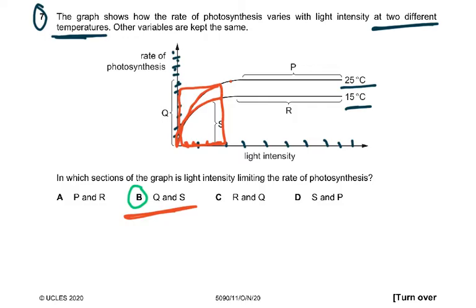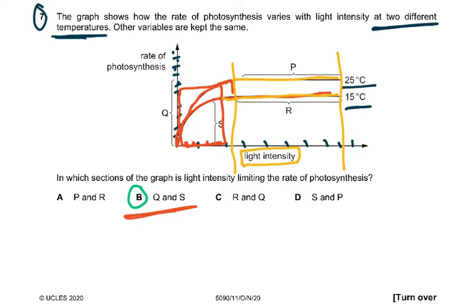It could be a little up to here, this point. But once the line straightens, like here, now we say light is no longer the limiting factor, because you're increasing light, but the rate is not increasing. So light is no longer limiting in this part of the graph. In P and R, light is no longer the limiting factor. So in which sections of the graph is light intensity limiting?